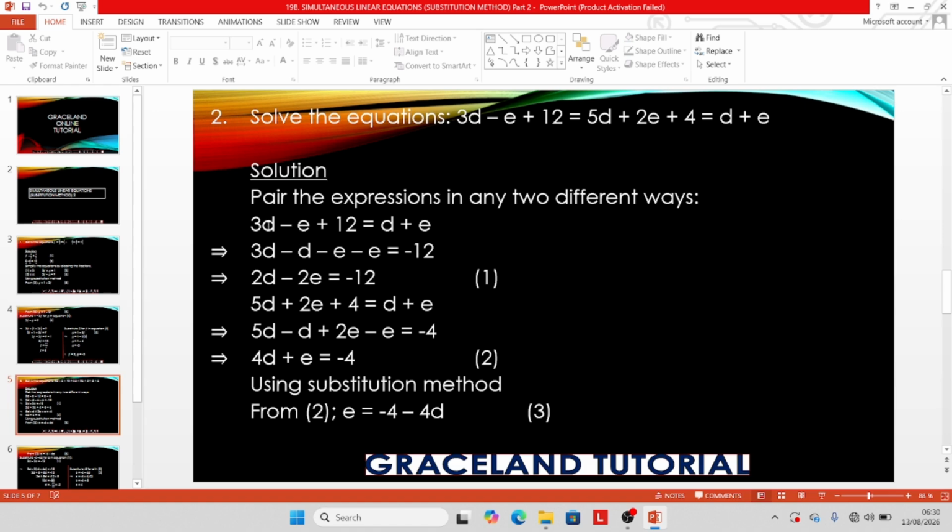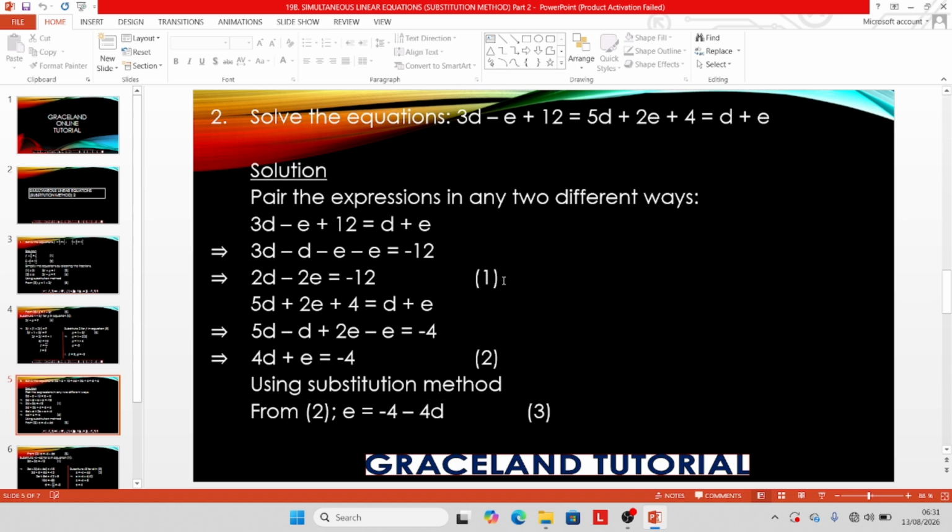Now you have 3d here. d will move to the left hand side and then turns to minus d. Then the minus e we have here, the plus e here will move to the left hand side and turns to minus e, which is equal to the plus 12 we have here will move to the right hand side and turn to minus 12. So 3d minus d is going to give us 2d. Minus e will give us minus 2e, which is equal to minus 12. And that is going to be our equation 1.